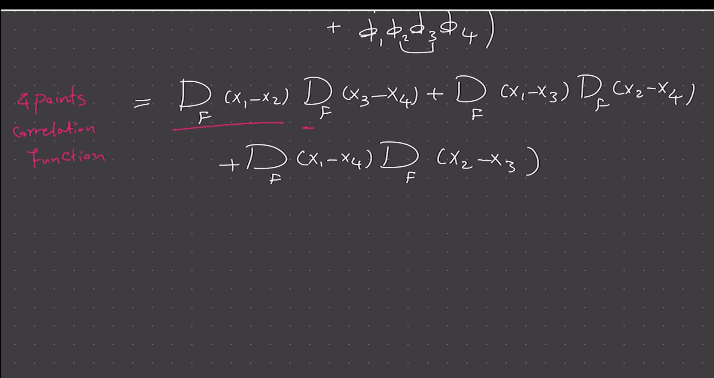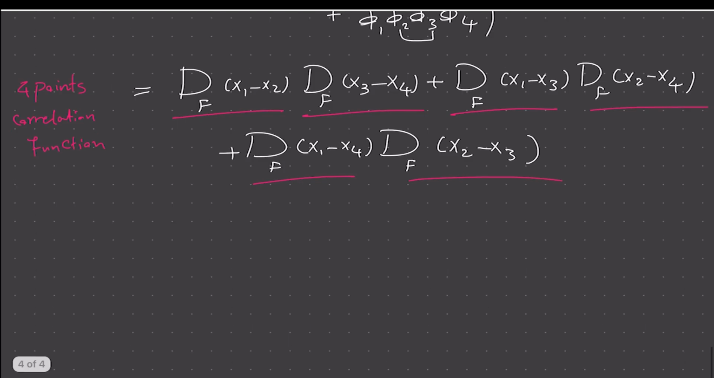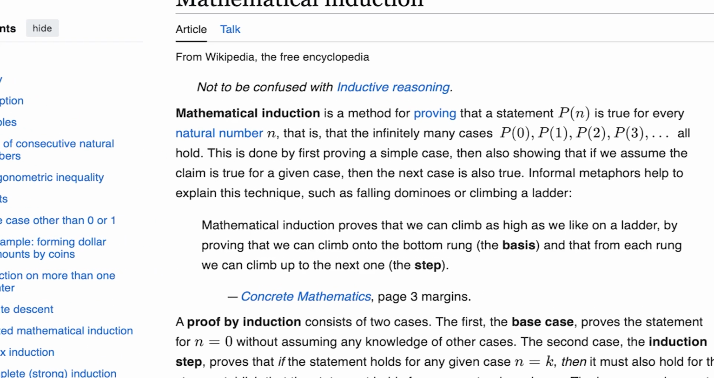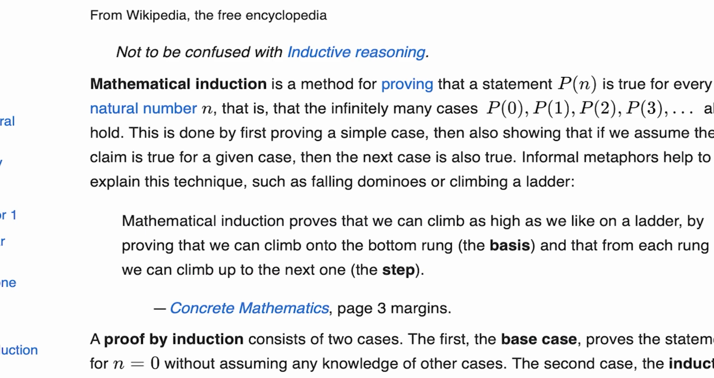Now, this is how we calculated the 4-point correlation function. And we broke it into 2-point correlation functions, which are Feynman propagators. This we know how to calculate in the free field case. So now you can prove by the use of mathematics that if it is correct for the case of n, for n plus 1 it is also correct. And you can generalize. Now we get to the point of Feynman diagrams.